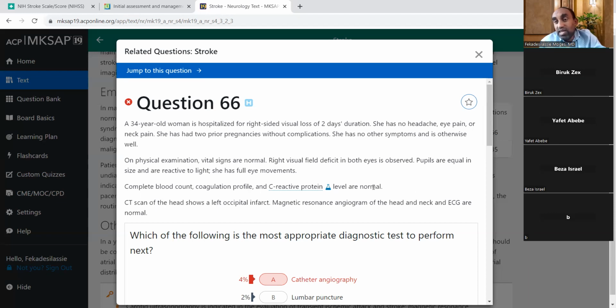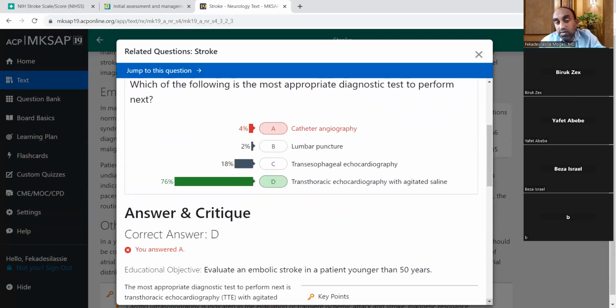So that means maybe she may have patent foramen ovale and that may be the reason why she is getting this. So you have to do transthoracic echo.